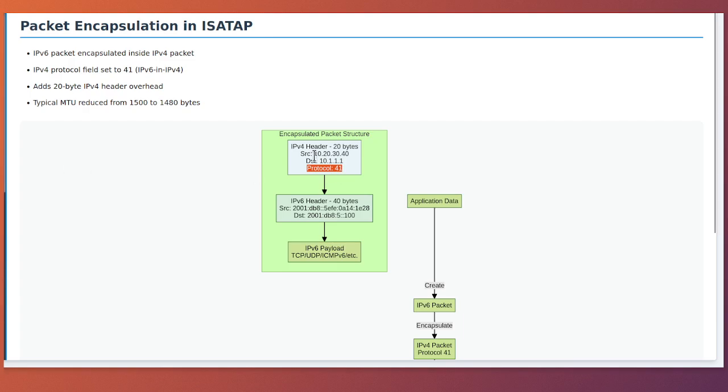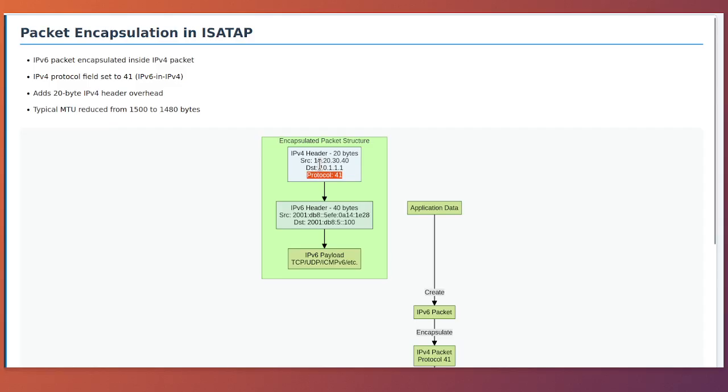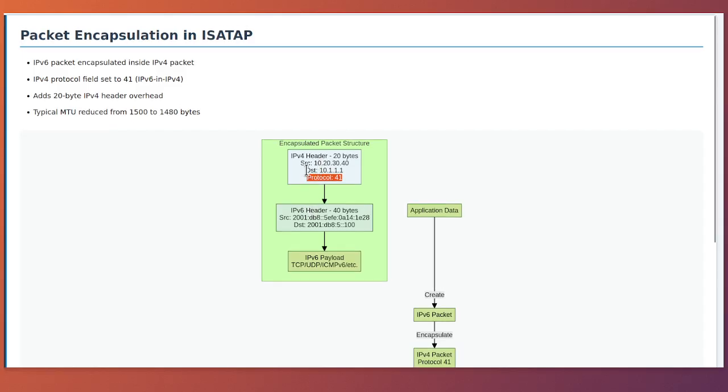The outer IPv4 header contains standard IPv4 fields, including source address, destination address, and protocol number. The source address is the IPv4 address of the ISATAP host sending the packet. The destination address is either another ISATAP host for host-to-host tunnels or the ISATAP router for packets destined outside the ISATAP domain. The protocol field is set to 41, indicating that the payload is an IPv6 packet.